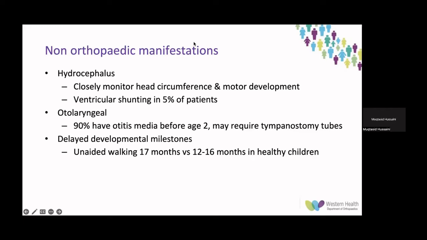In terms of clinical manifestations, the non-orthopedic manifestations first: hydrocephalus can be seen. Infants should have their head circumference closely monitored, as well as their motor development to check for any delays. Ventricular shunting is needed in approximately 5% of patients with achondroplasia. Otolaryngeal manifestations can also be seen. 90% of children with achondroplasia have otitis media before the age of 2, and approximately half of those require tympanostomy tubes. There are also delayed developmental milestones. Generally, achondroplastic children achieve unaided walking by 17 months as opposed to 12 to 16 months in healthy children.